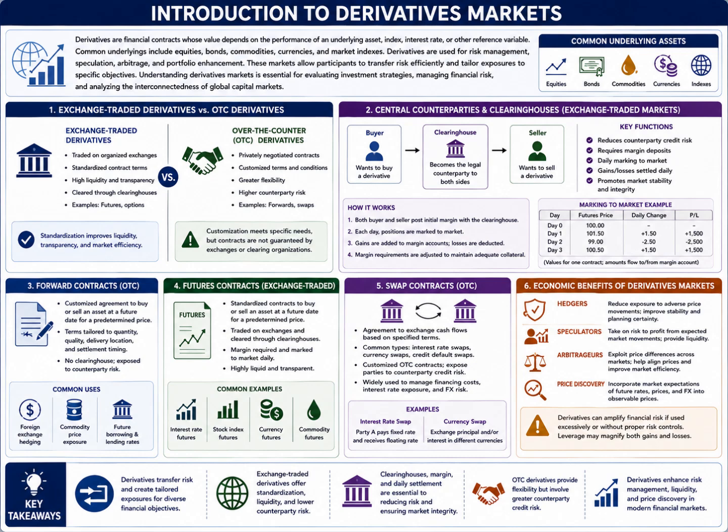Derivatives markets provide several important economic benefits. Hedgers use derivatives to reduce exposure to unfavorable price movements, improving financial stability and planning certainty. Speculators assume risk in pursuit of profits based on expected market movements, thereby contributing liquidity to markets. Arbitrageurs exploit pricing inconsistencies across markets, helping align prices and improve market efficiency.